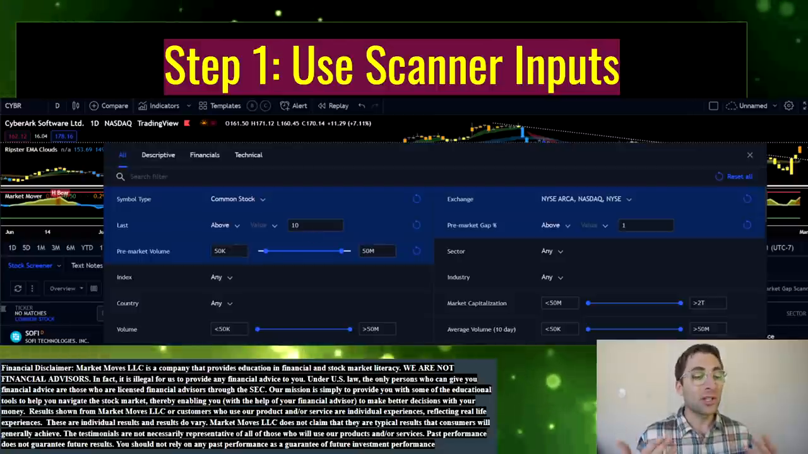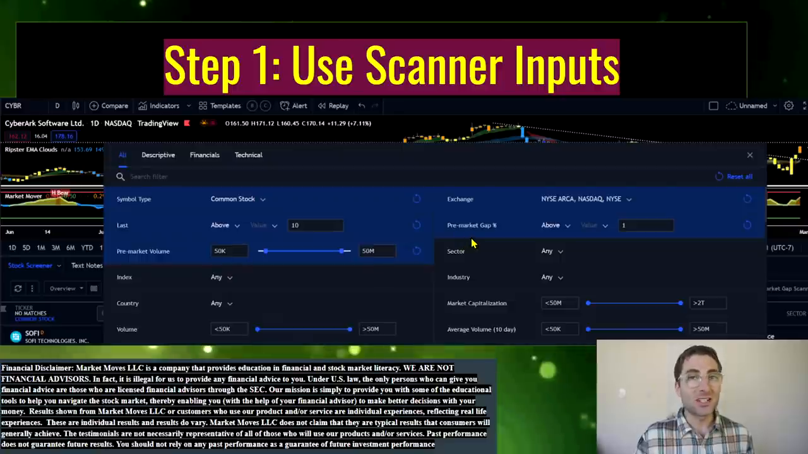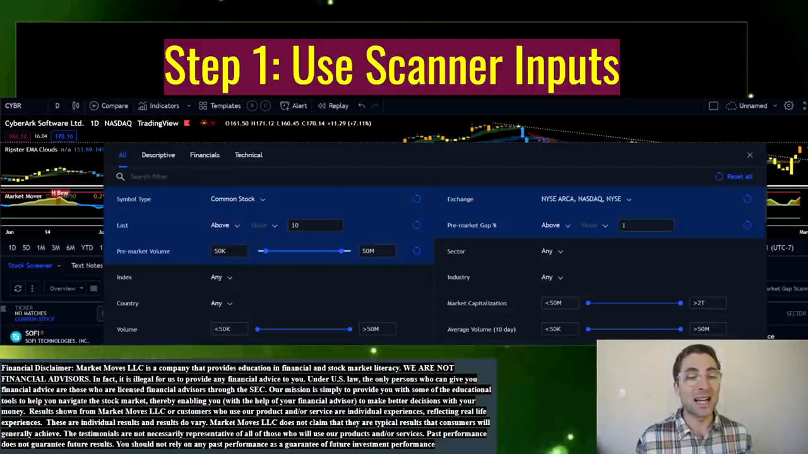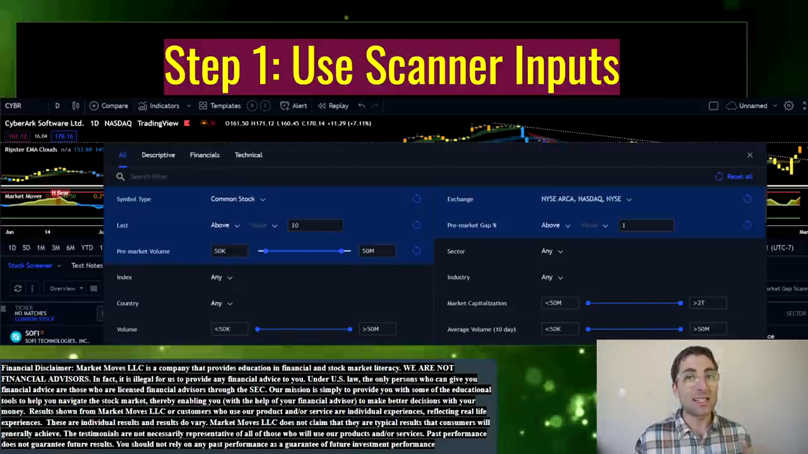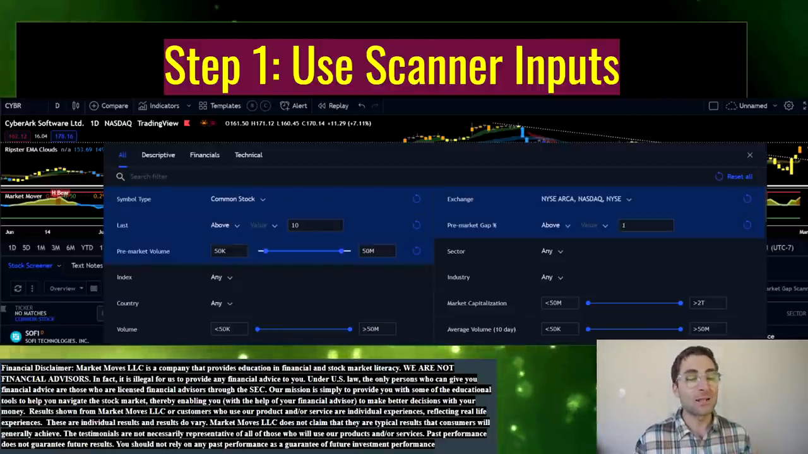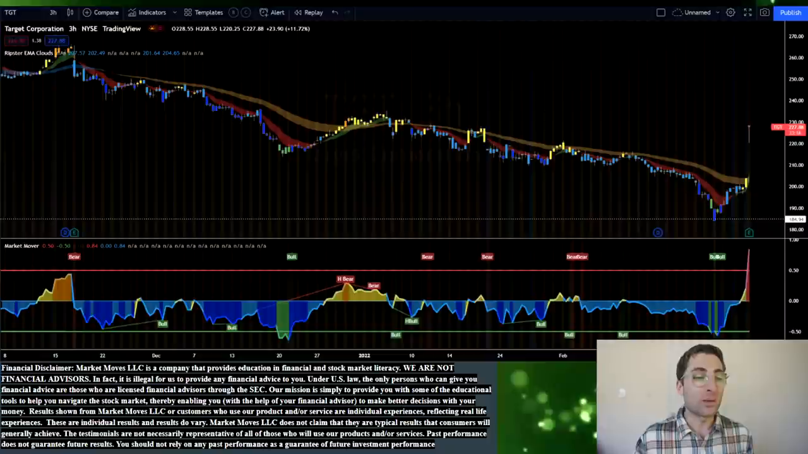Again, the only input you need is really the percentage gapping pre-market. And this is free on TradingView. You can try it out and every morning, know the stocks that are running. So I'm going to give you three examples and show you how I'd utilize it, how I would trade them right when the bell went off.